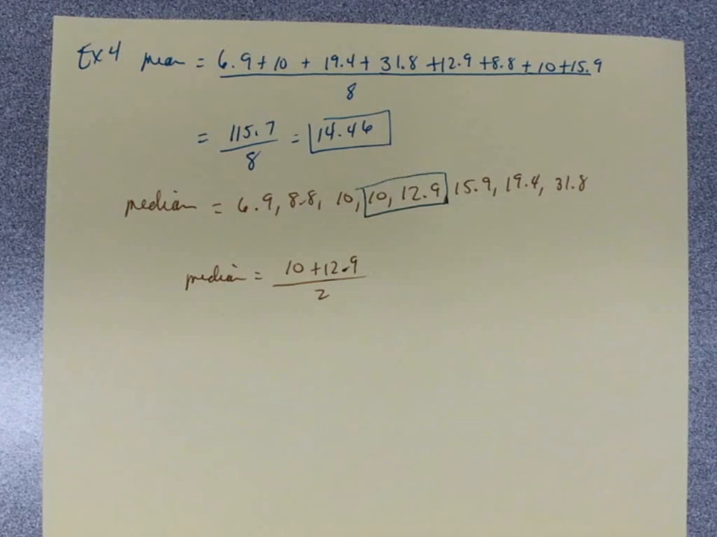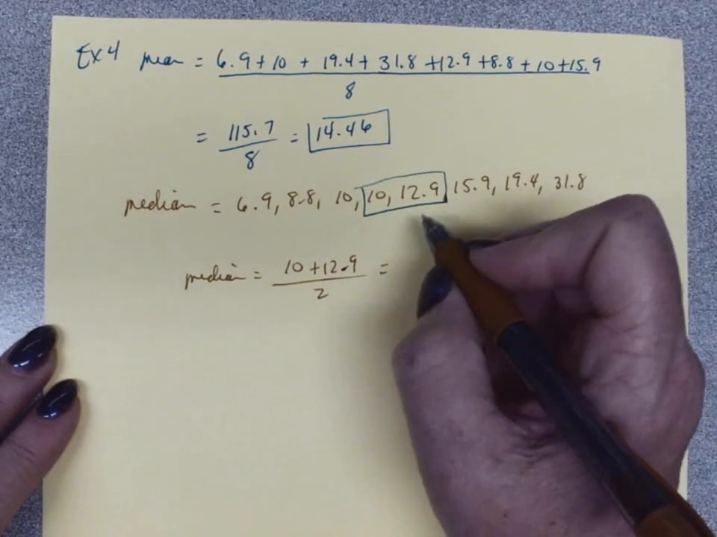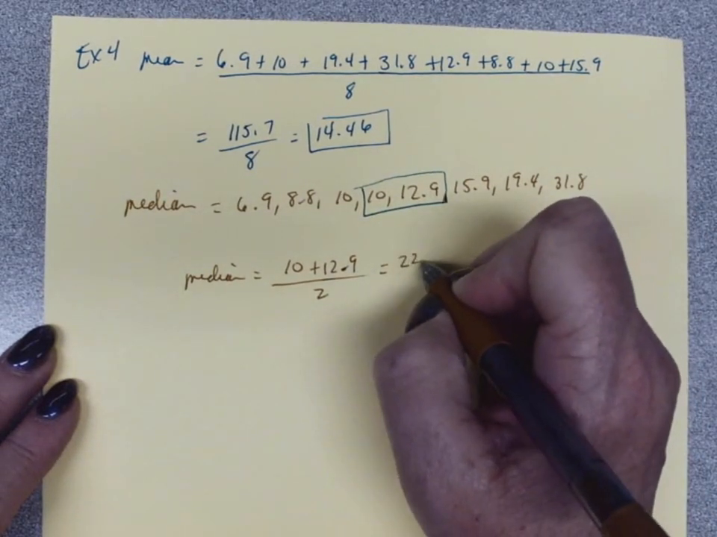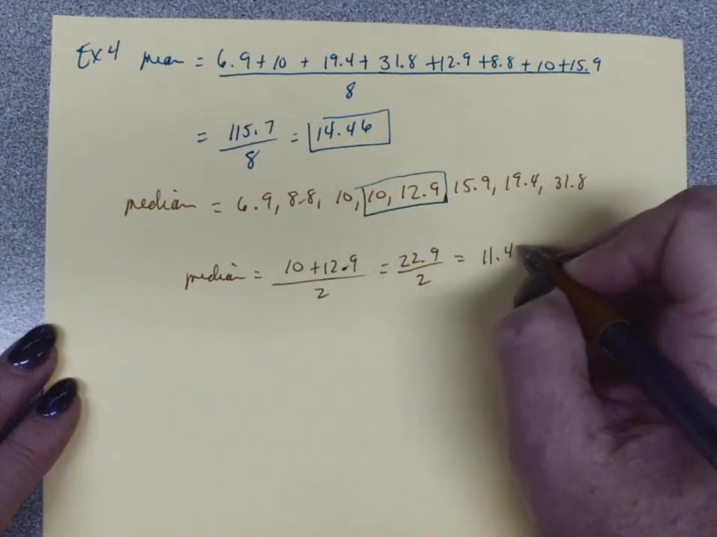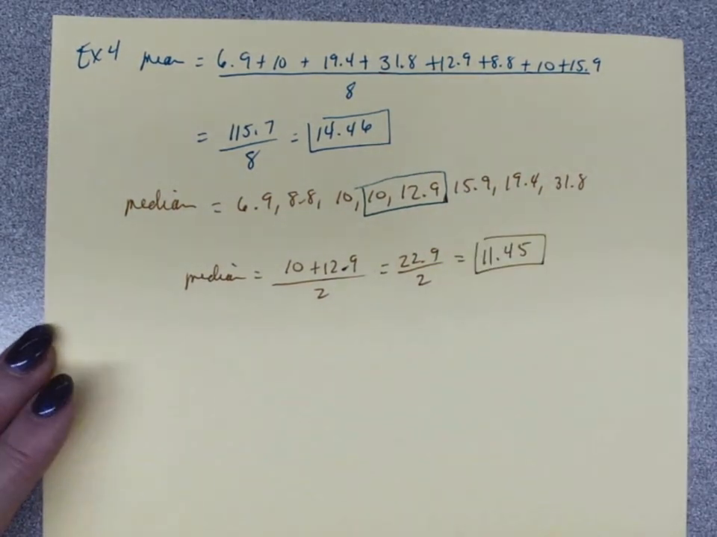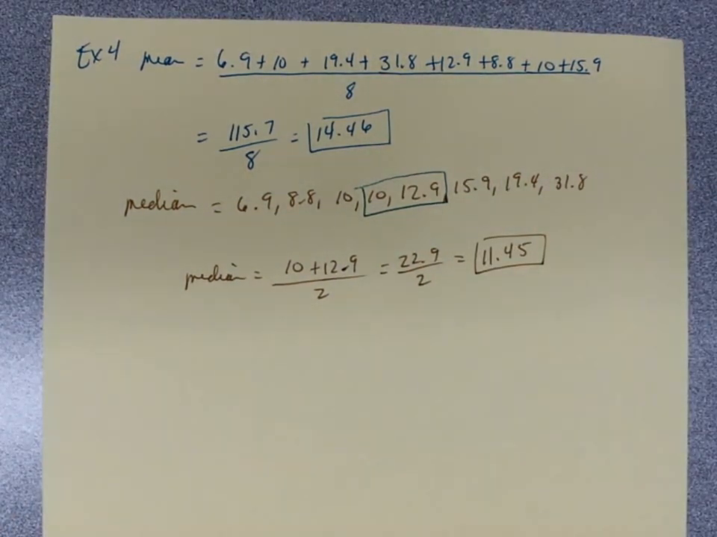Now, if we had an odd number like 9, it would be the middle number between them. These examples all seem to have even sets. All right, so on the top, when we add that, we get 22.9 divided by 2 will get us 11.45.